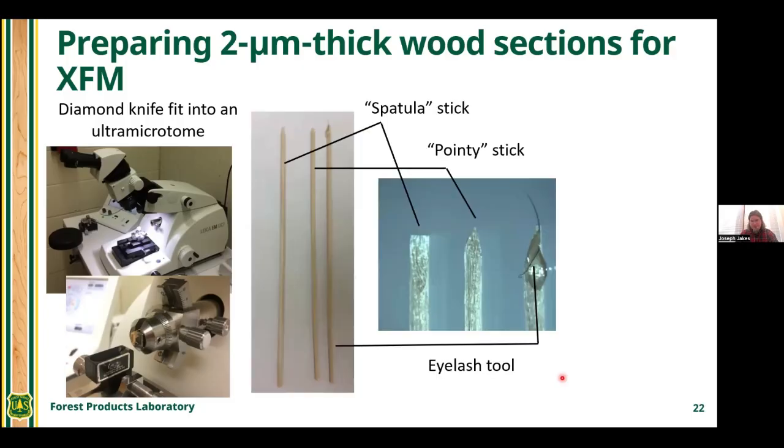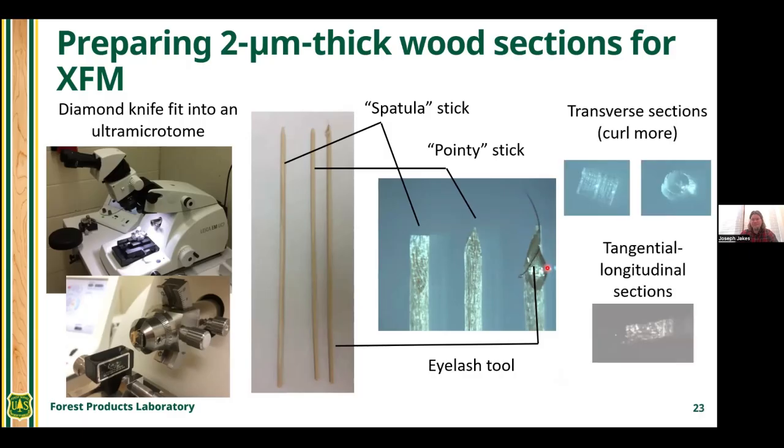Some of the tools that we use are pretty simple tools. They're just wood sticks where we shape the ends in different ways. So we have a spatula stick, a pointy stick, and then an eyelash tool, which is one of your eyelashes glued to the end of a stick. This is a very, very important tool when dealing with these thin sections.